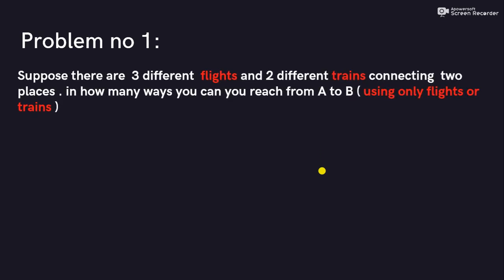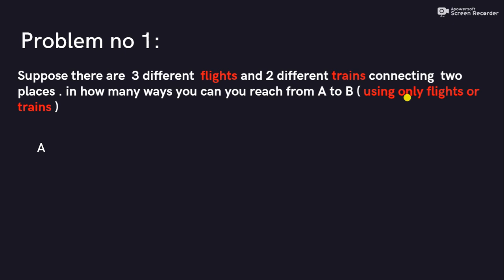In practice problem number 1, suppose there are 3 different flights and 2 different trains connecting 2 places. In how many ways can you reach from A to B using only flights or trains? So we have 2 places A and B, 3 flights that connect A to B, and 2 trains which also connect A to B. We can't use both flight and train at the same time.